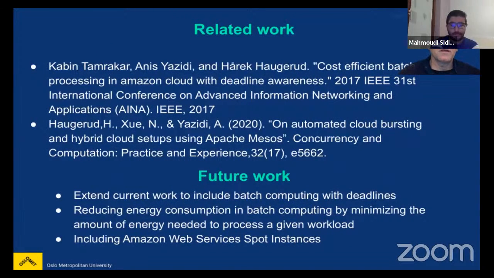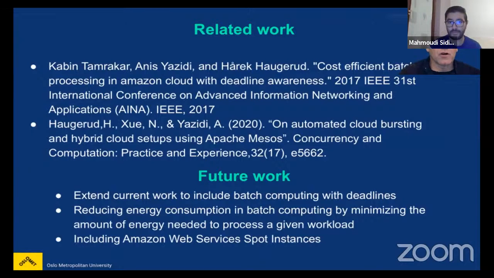As for related work, we have previously published a couple of papers. One is cost-efficient batch processing in Amazon Cloud with deadline awareness, where we utilize Amazon Spot instances. Another one is on automated cloud bursting and hybrid cloud setups using Apache Mesos, where we also use Amazon Spot instances.